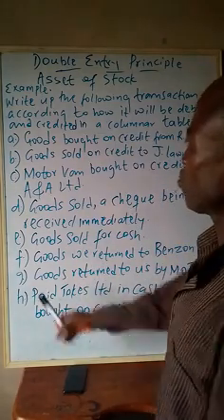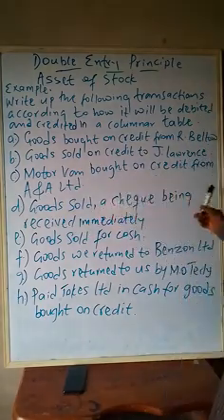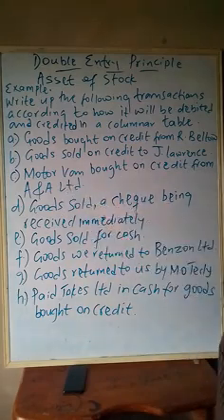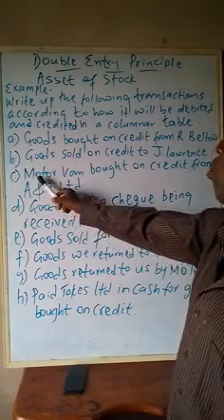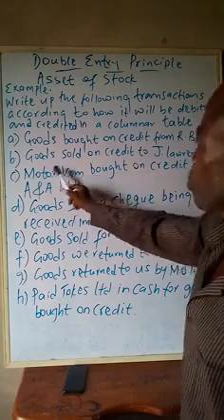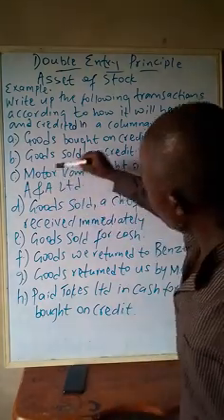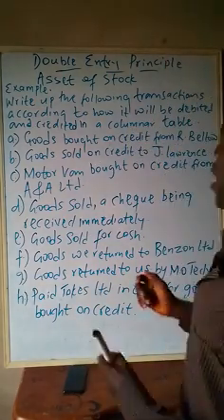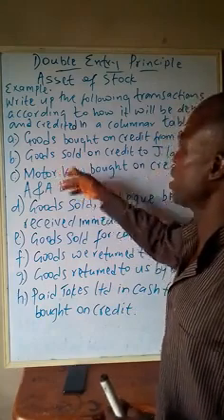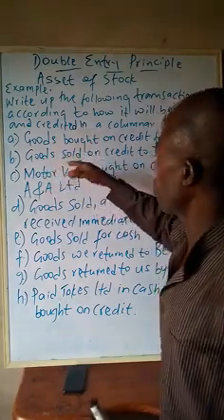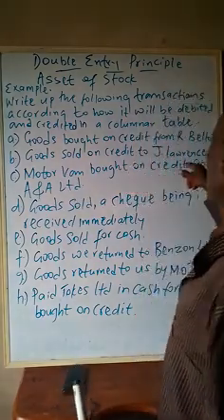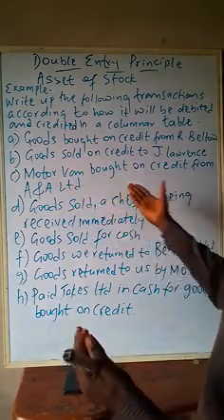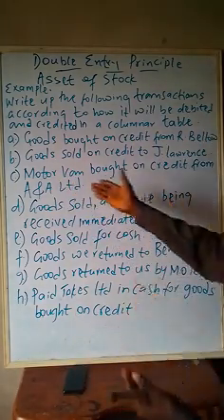C. Motor van bought on credit from A and A Limited. You can see now, this is not goods bought. This is motor van. So, motor van is not asset of stock. Assuming it is asset of stock, that means the business is dealing with motor van. You will not see motor van here. But in this case, motor van is not what the business is dealing with. So motor van is an asset.